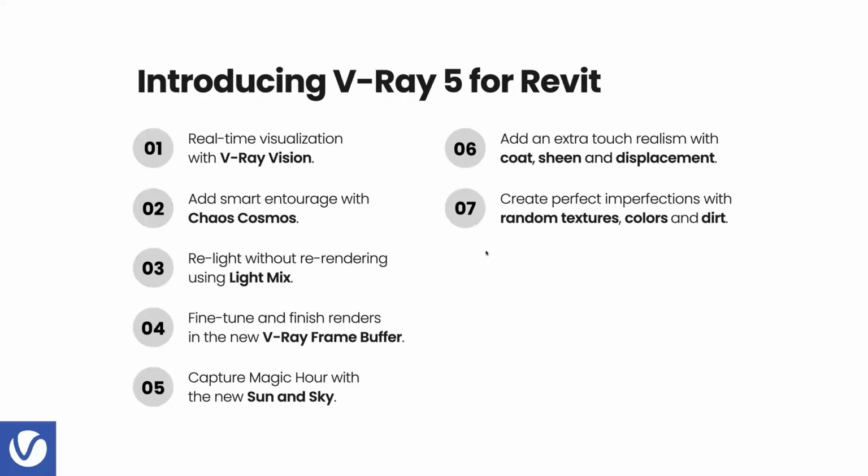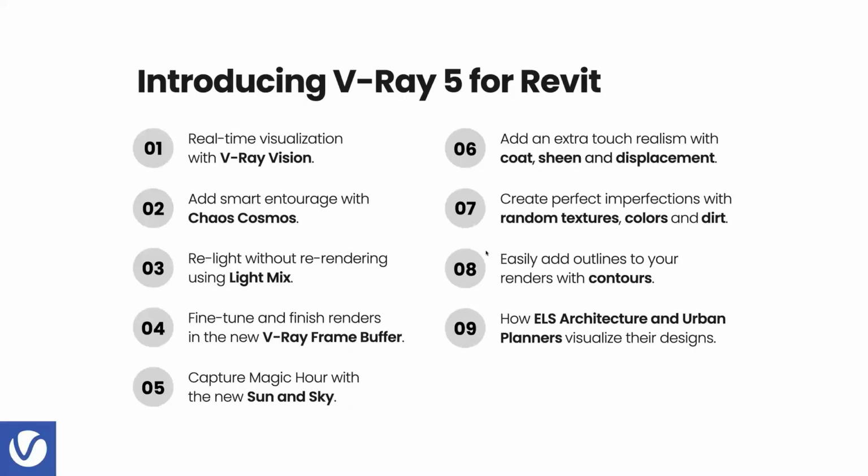ways for you to create subtle imperfections such as varying your textures and colors and maybe even a bit of weathering. We'll show you how you can create and easily add line work to your images as a global setting or by material. We'll hear from our friends at ELS Architecture and Urban Planners about their design visualization process.